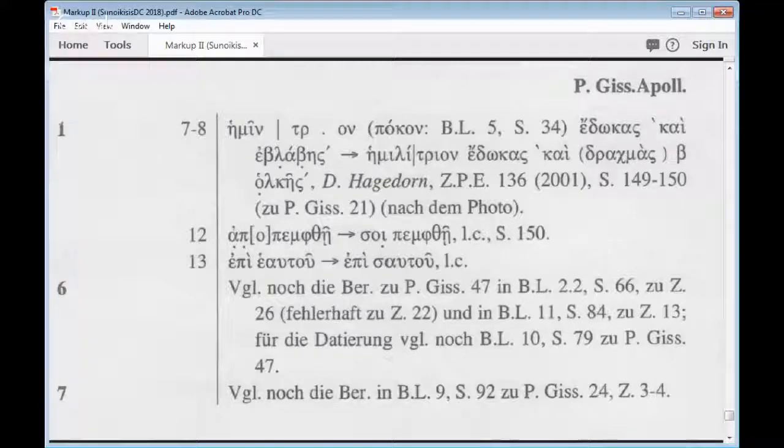We have, it says line 13, epi heautu, which is what was in the original corpus, is now to be read as, that arrow says, epi sautu, according to Loxit, which refers back to Dieter Hagedorn in ZPE 136 from 2001, pages 149 to 50. So all 3 of these corrections come from Dieter Hagedorn in the same volume.